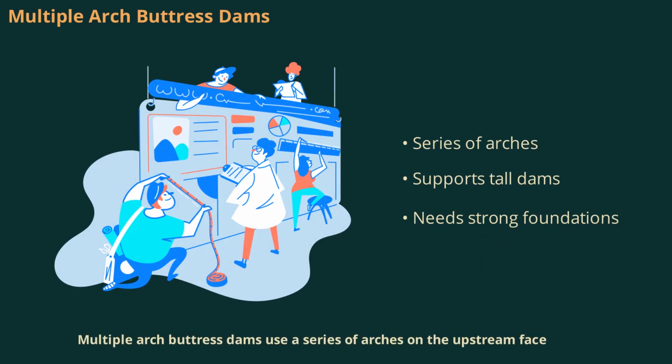Multiple arch buttress dams use a series of arches on the upstream face, each supported by buttresses. This design is preferred for taller dams, as the arches efficiently transfer loads to the buttresses and foundations. The stability of each unit depends on adjacent units, so good foundation conditions are essential. Examples include the Manicouagan 5 Dam in Canada, which stands at 210 meters high. The spacing of buttresses can be larger in this type, making it suitable for wide valleys.